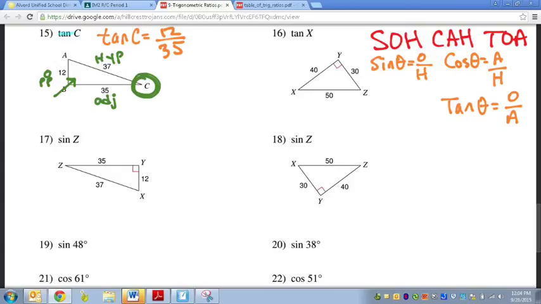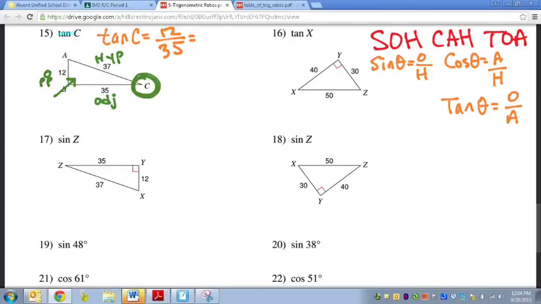So 12 over 35. That would be the tangent. We could actually change this into a decimal if we wanted to. Can I reduce the fraction? I know 3 goes into both, excuse me, 3 doesn't go into both. I actually think that's as simple as you can get. So 12 divided by 35. Here's what we need to do.